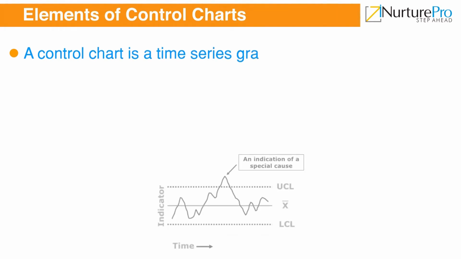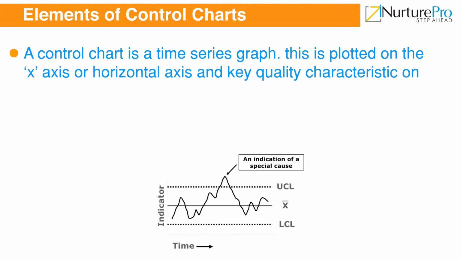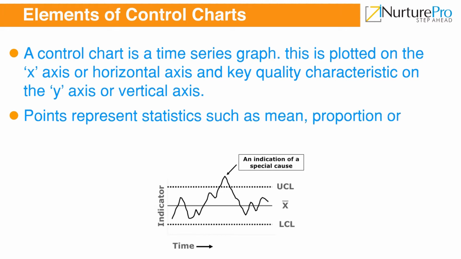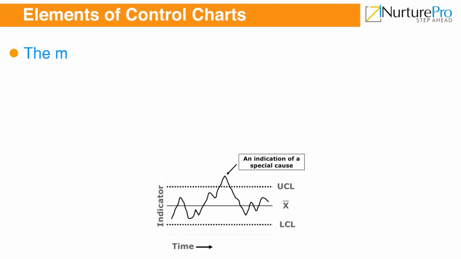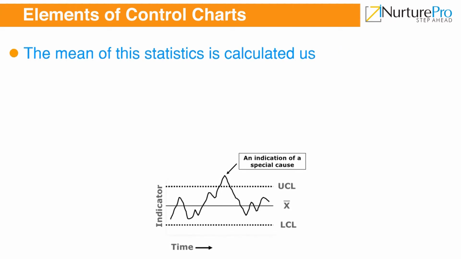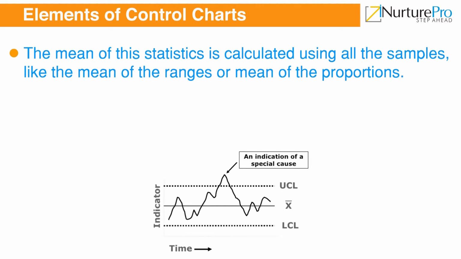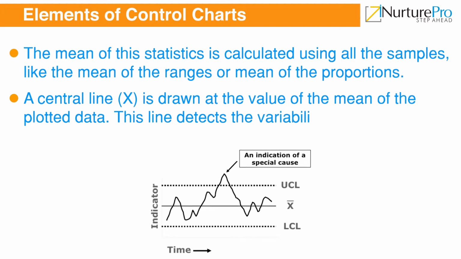A control chart is a time series graph. Time is plotted on the x-axis or horizontal axis and key quality characteristics on the y-axis or vertical axis. Points represent statistics such as mean, proportion or range of a quality characteristic taken from a process. The mean of these statistics is calculated using all the samples, like the mean of the ranges or mean of the proportions. A central line X is drawn at the value of the mean of the plotted data. This line detects the variability.